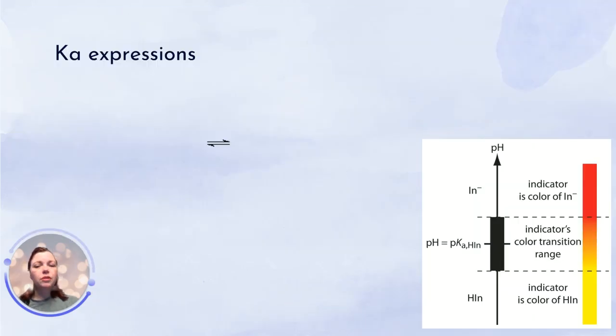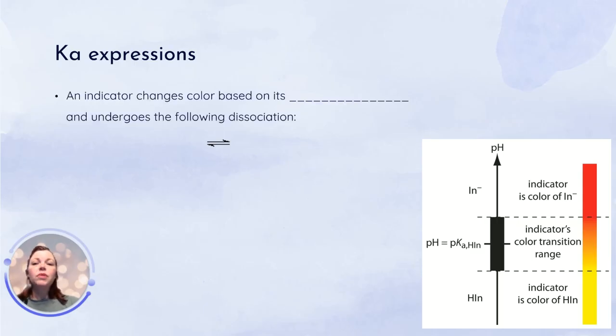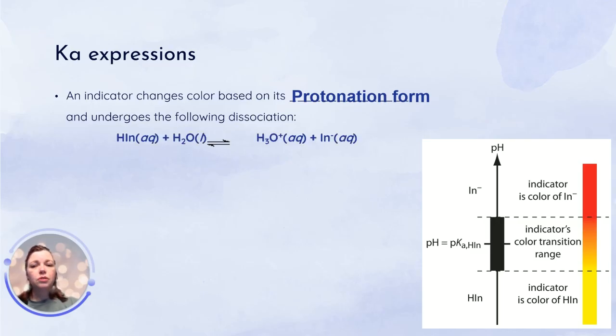Okay, so let's talk about Ka expressions, or sometimes we call them Kin expressions. An indicator changes color based on its protonation form, and it undergoes the following dissociation. You have your HIN in water, and then that dissociates into H3O+, and your conjugate base is this IN minus, IN, of course, being indicator.